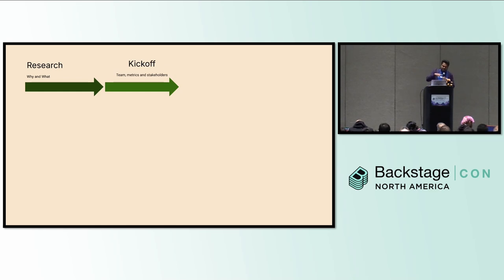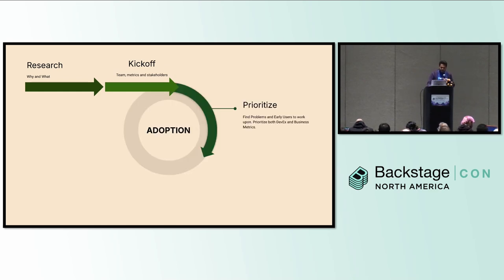So you've got the research, and now you've kicked off. Here's where the adoption flywheel kicks in. The very first thing you need to do is find your first problems and your early users. It doesn't have to be 4,000. It can be two teams, 10 developers each, 20 people. They're struggling with one problem, it's common, and they're willing to give you early feedback.